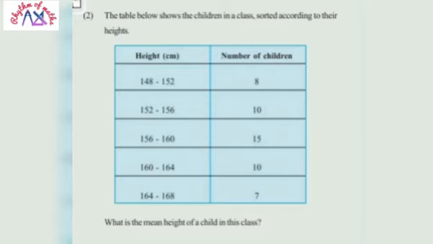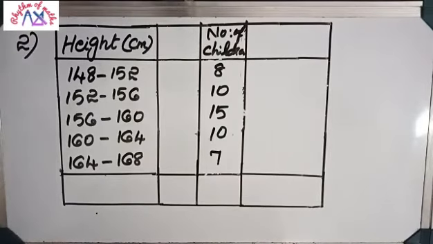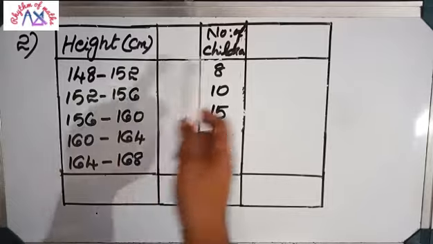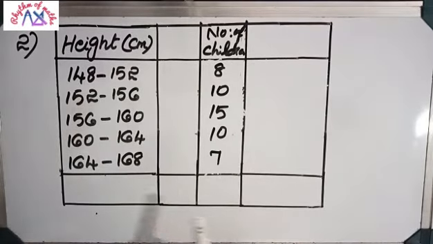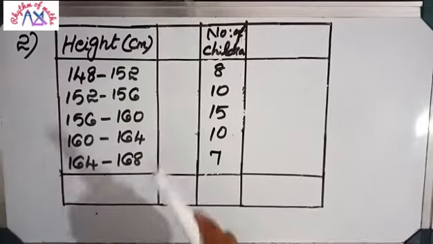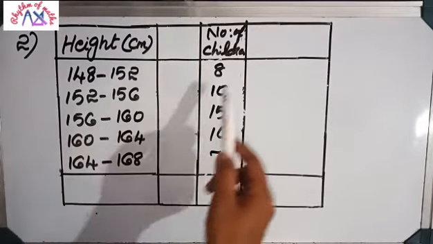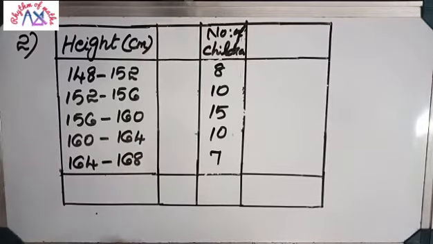Second question: the table below shows the children in a class sorted according to their heights. What is the mean height of a child in this class? Here in the second question, one box is given with the height and number of children. I will redraw the box. Only these two columns are given in the question.